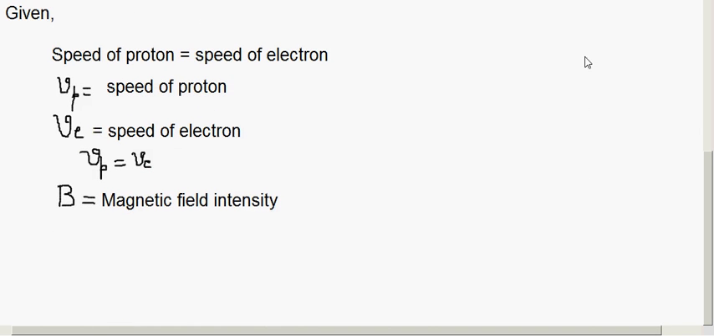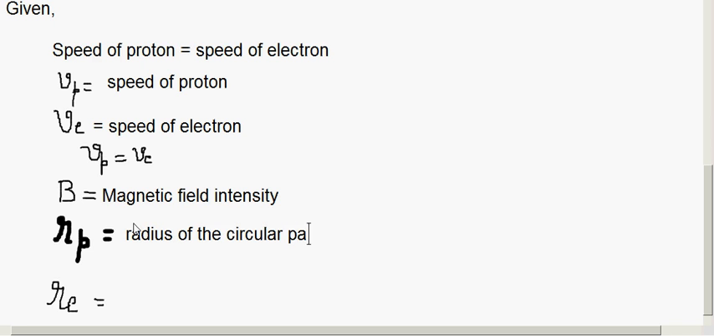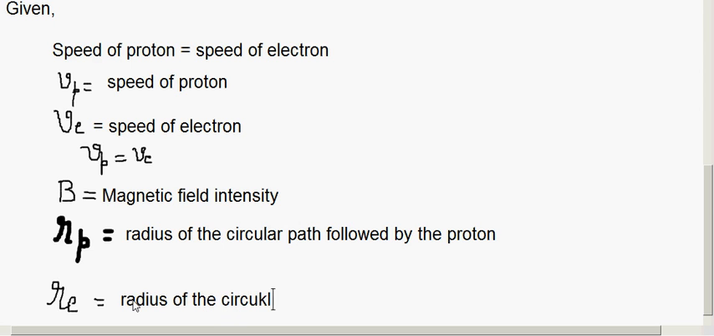Now let us say Rp is the radius of the circular path for the proton, and similarly Re is the radius of the circular path followed by the electron.